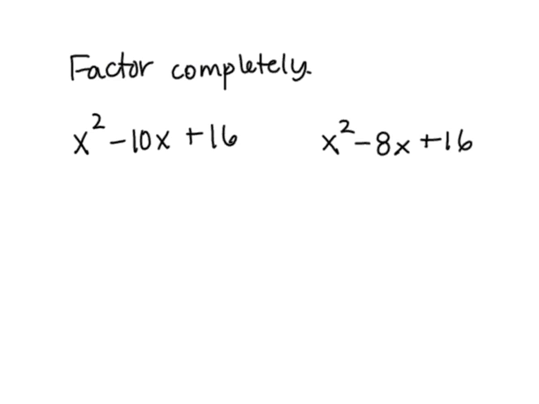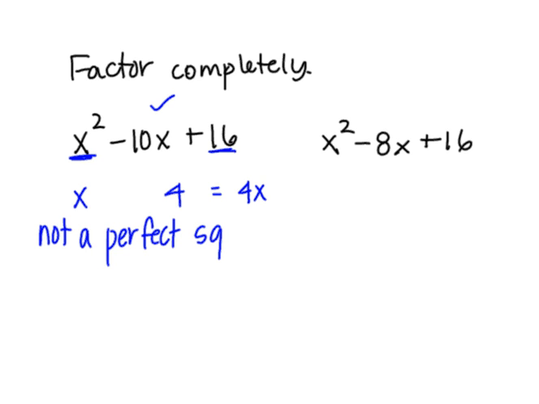Let's try a few more. So in this next group, I'm asking you to factor completely, and we have x squared minus 10x plus 16. I know that the term that makes an x squared is an x, and the term that makes a 16 is a 4. If I double these, right now I have 4x, but if I double them, I get 8x. This one doesn't have an 8x. Since it's not an 8x, that means this is not a perfect square. If it's not a perfect square, that means you have to factor by an alternate method.